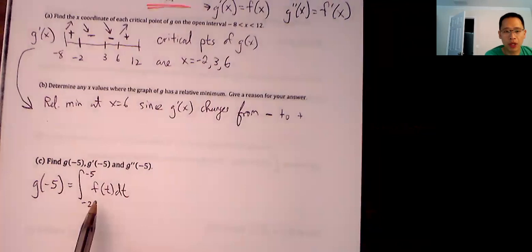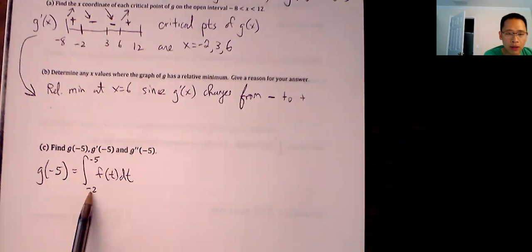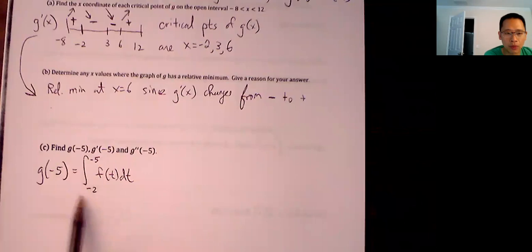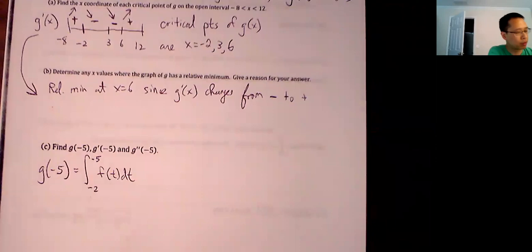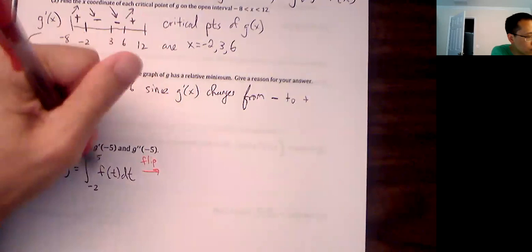So we're going to be accumulating area between negative 2 and negative 5. Now we notice there's something off about this as we are reading the graph, right? We would prefer to read the graph from left to right. So I'm going backwards, right? I'm going from a larger x value to a smaller x value. So I would prefer that we flip the bounds, okay? So we're going to flip the bounds so we don't have to convert any signs in our head.